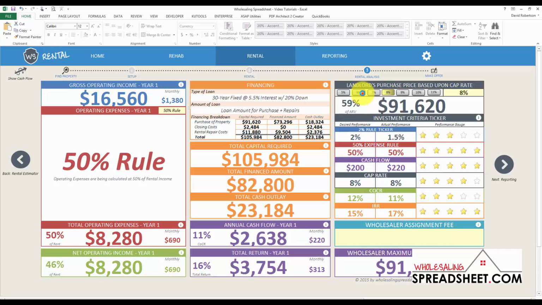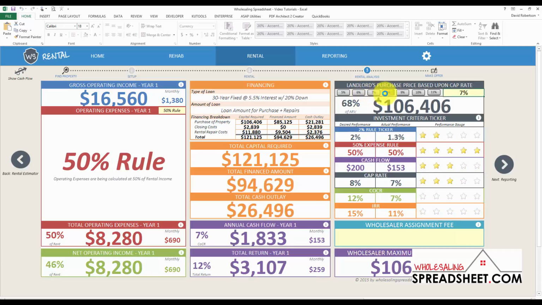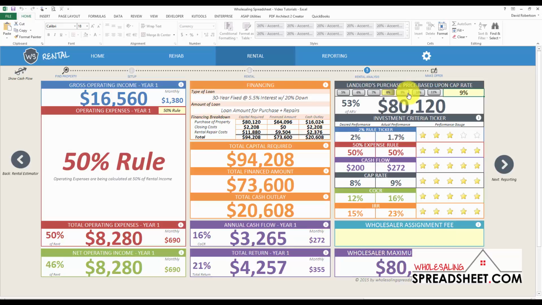As you toggle between different cap rates and change the landlord's purchase price, you will notice how the investment criteria and performance is affected. This allows you to quickly toggle between different purchase price scenarios and select the most optimal purchase price that will fit the landlord's investment criteria.